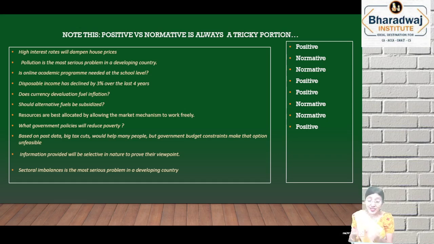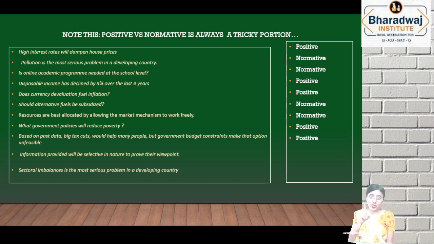A big tax cut is a celebration for the people, but government says it is our source of revenue, so how would we implement all these programs? So you tell me whether it is positive. Now you understood the statement. Tell me, positive or normative? Yes, right. Okay, it is a happening.